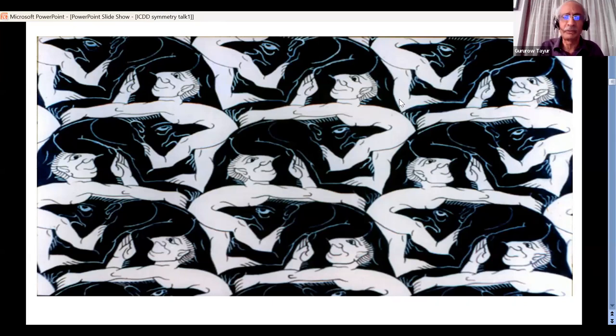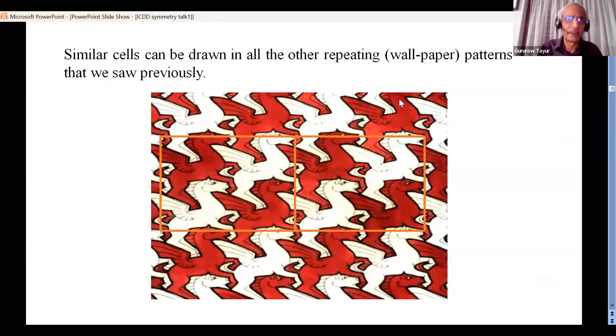So having seen this, the take-home lesson from these four diagrams is essentially this: we can have similar cells that can be drawn in all the other repeating wallpaper patterns that we solved previously. That means this unit, which we have drawn here, repeats itself in three dimensions, or in this case two dimensions, to cover the entire space. No space is left uncovered, number one. Number two, no point in this space is left unconcerned. And every point in this is exactly at the same distance in the next cell.